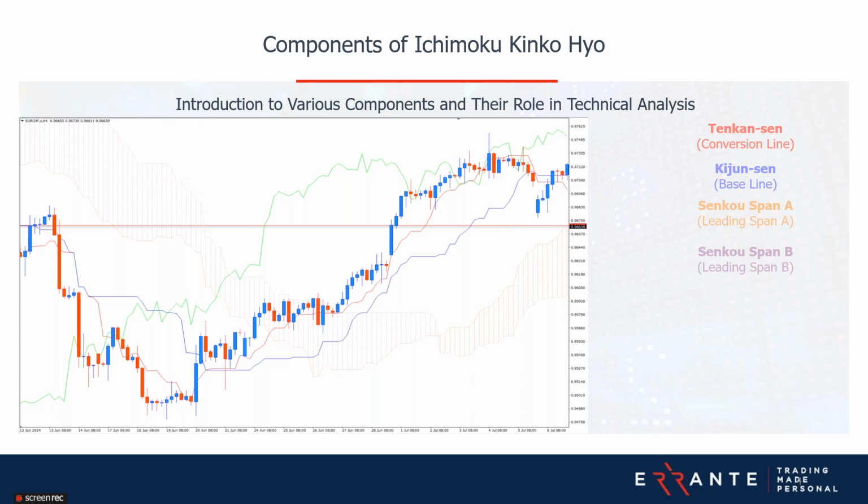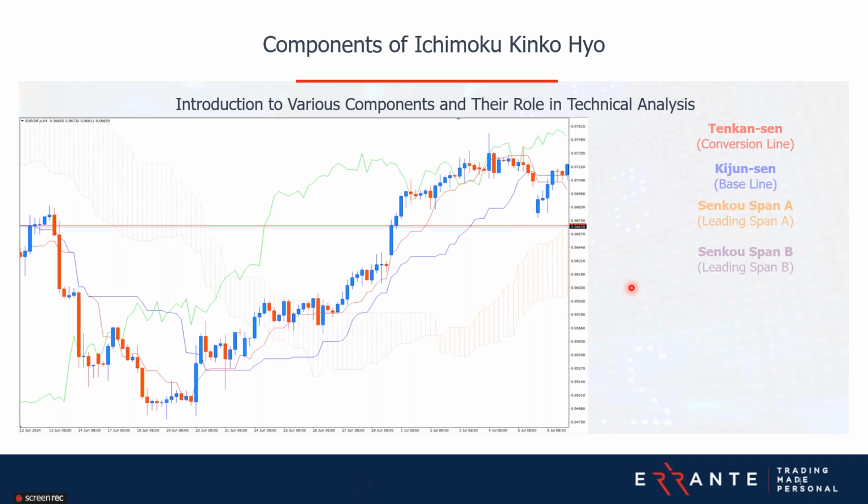Let's get through the fourth component, which is Senkou Span B. The name is very similar to leading span A, and we call it leading span B, but it's calculated by averaging the highest and lowest prices over the past 52 periods and projecting it 26 periods ahead.